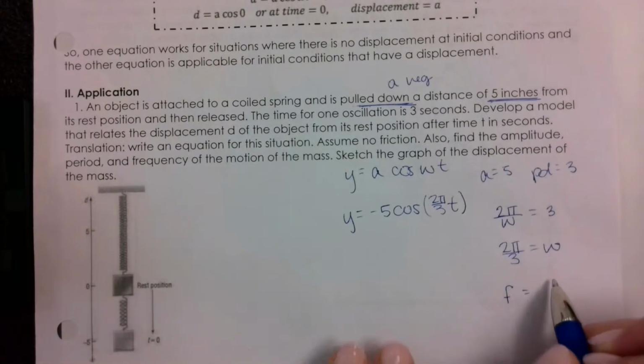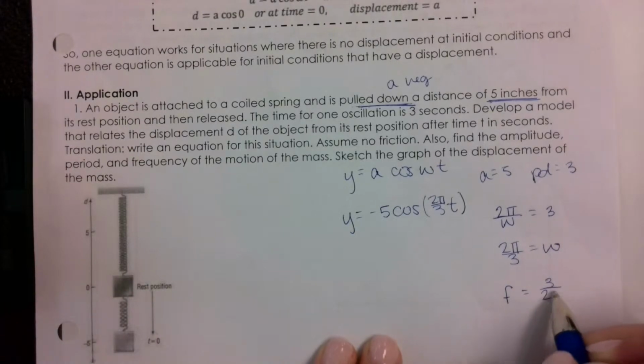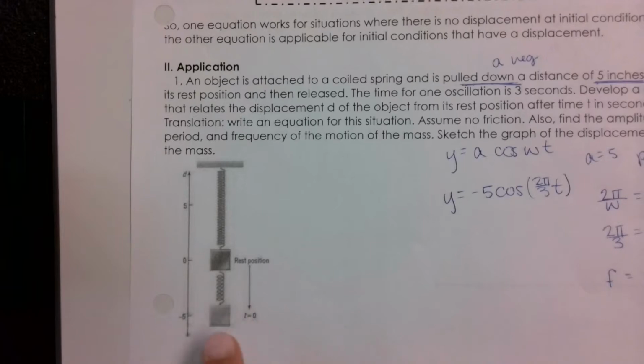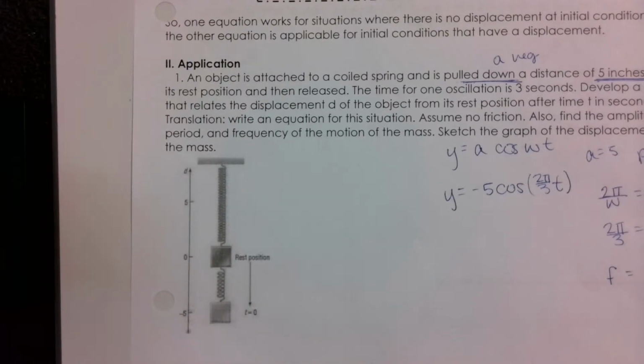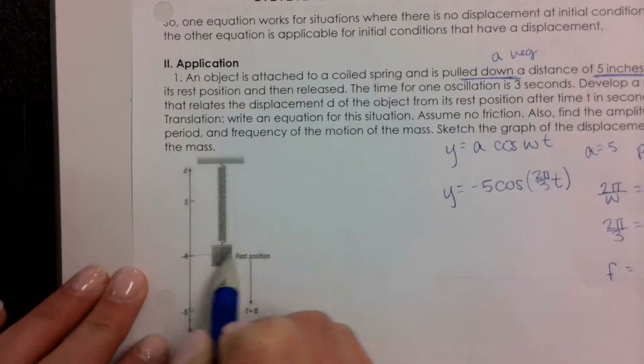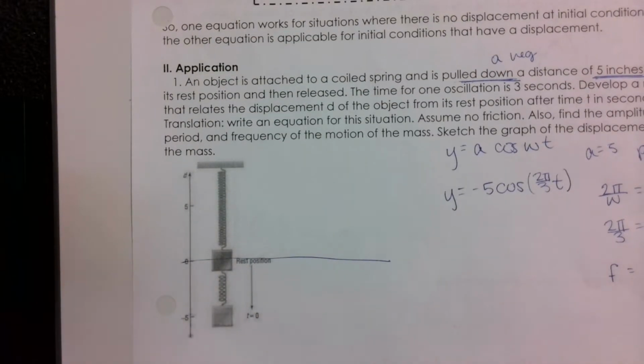Flip this guy, so it'd be 3 over 2 pi. So that's how many cycles are happening per unit of time, so like per second. And the last thing it wants us to do there is graph that. So we're going to use this picture that we have over here to build off of that. So we've got your height over here, so I'm just going to make this our axis at 0.